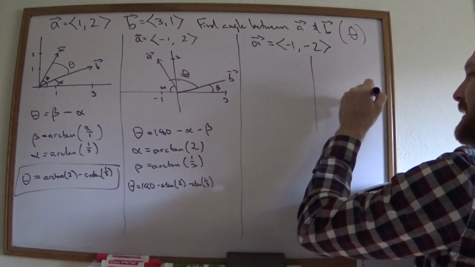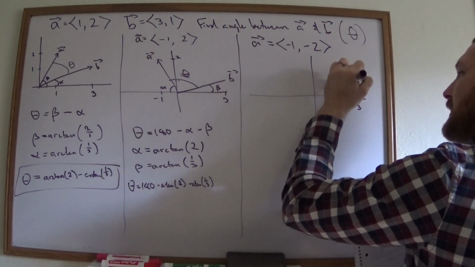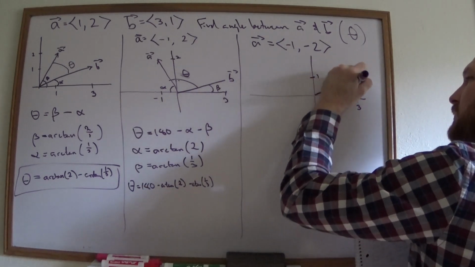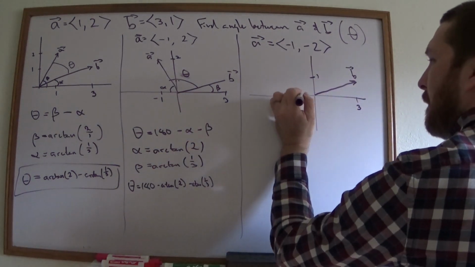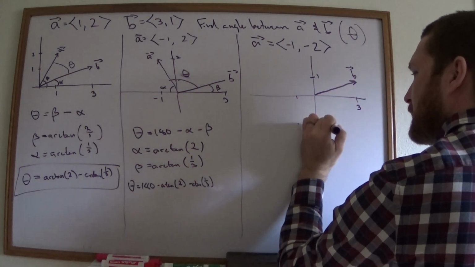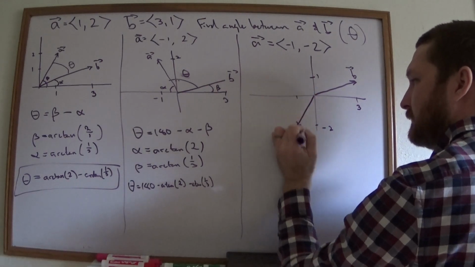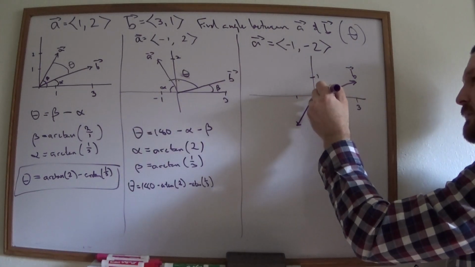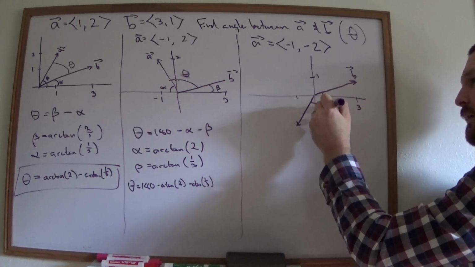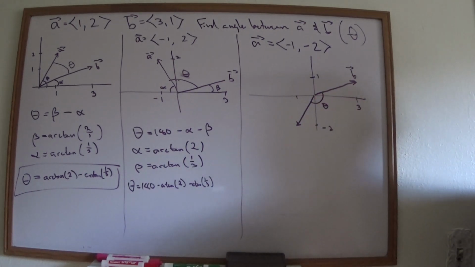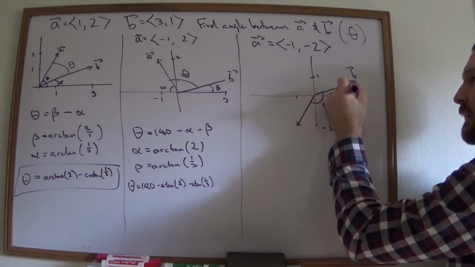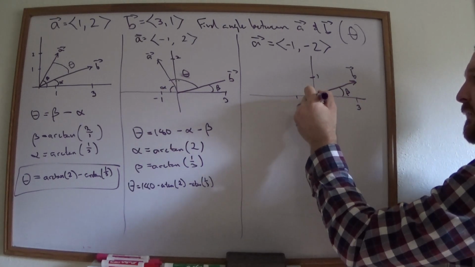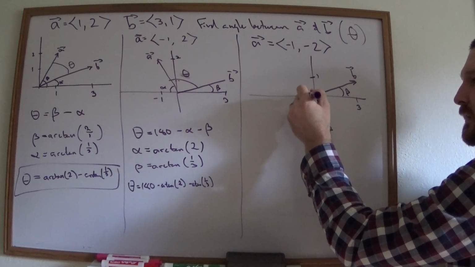Let's see what that would look like. B is 3, 1, and now you have A at -1, -2. Now check this out. Here's theta. It's very hard. Because watch. Let's just start here and say, okay, here's beta. And maybe I could make this one alpha.